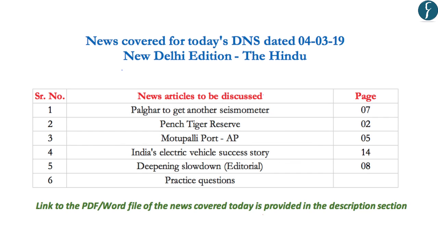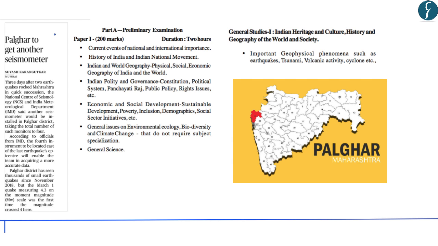Today, we are going to discuss the New Delhi edition of the Hindu newspaper dated 4th March 2019. The news to be discussed has been presented on the screen, and timestamping for the same has been provided in the description box below. Now, let's start our today's discussion. This news appears on page number 7. It says Palghar, which is in Maharashtra, to get another seismometer.